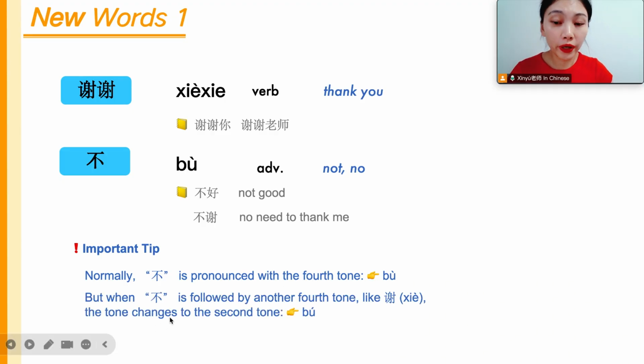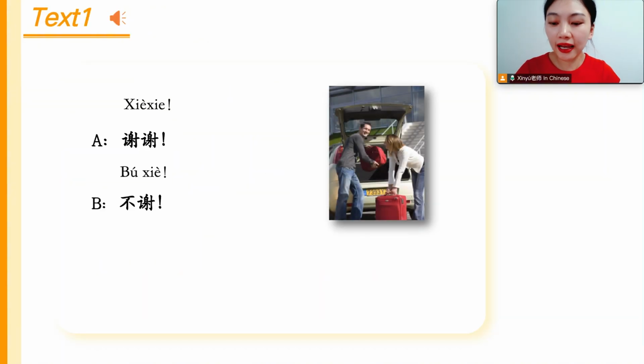But when 不 is followed by another fourth tone, like 谢, the tone changes to the second tone, 不. Alright, 不谢 instead of 不谢. Okay? Alright, let's start by checking our text one in this lesson.